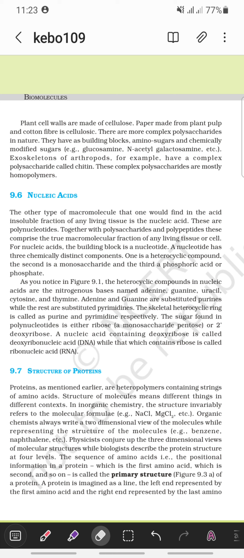Nucleic acid. The other type of macromolecule that one would find in the acid-insoluble fraction of any living tissue is the nucleic acid. These are polynucleotides. Together with polysaccharides and polypeptides, these comprise the true macromolecular fractions of any living tissue or cell. For nucleic acids, the building block is a nucleotide. A nucleotide has three chemically distinct components. One is a heterocyclic compound, the second is a monosaccharide, and the third is phosphoric acid or phosphate.